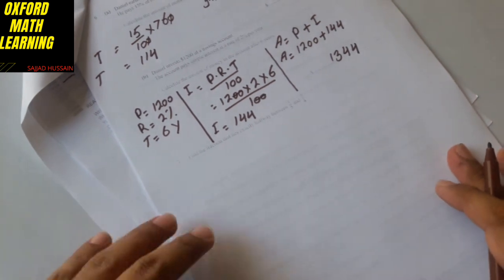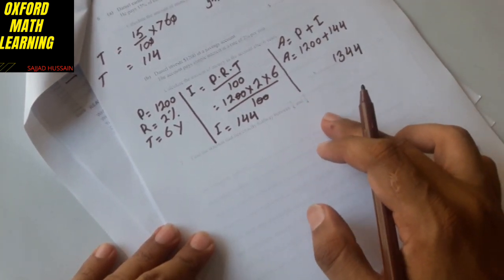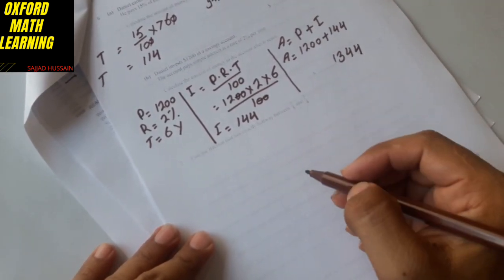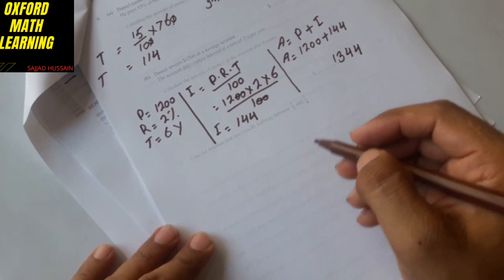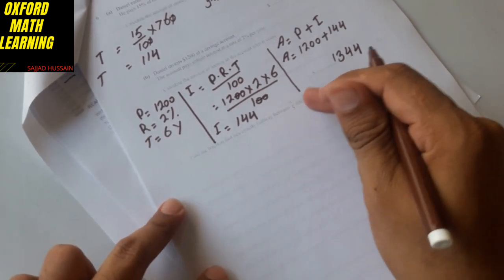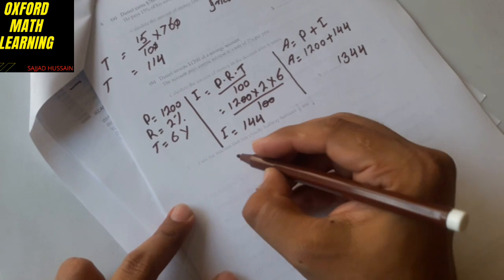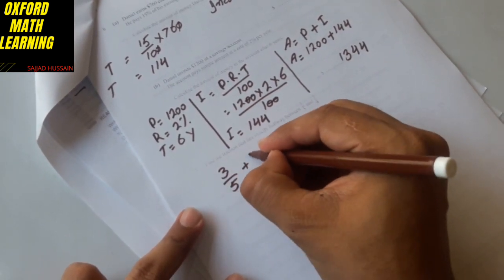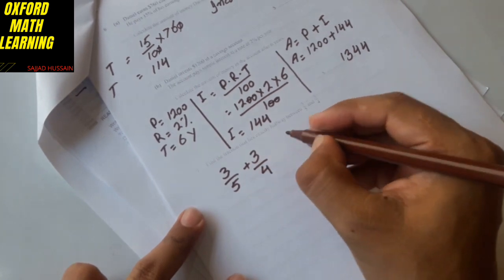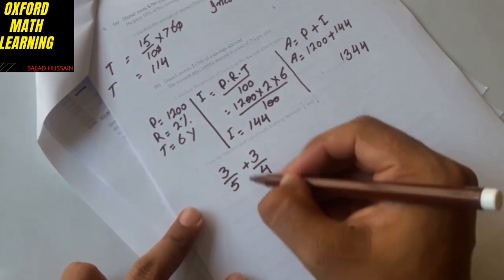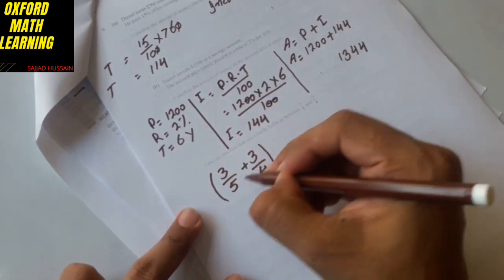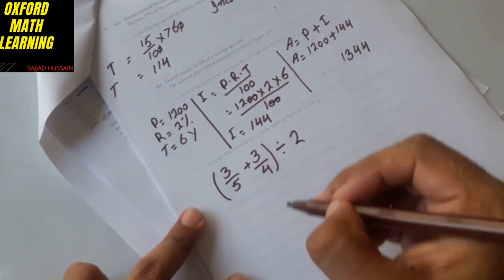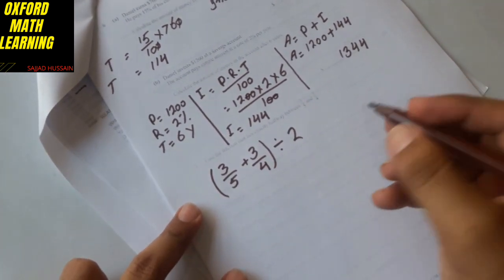Okay, find the fraction exactly halfway between these 2 points, 3 over 5 and 3 over 4. We have to find exactly half between them. So first we have to add them and then divide by 2. So this will become 3 over 5 plus 3 over 4, divided by 2. I can write it in this form, divided by 2. This will become easier.